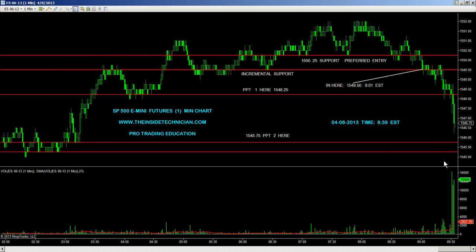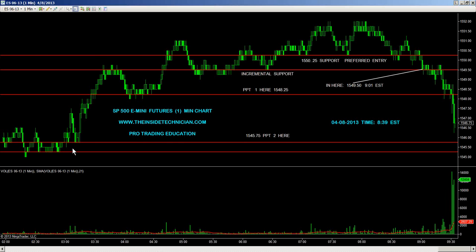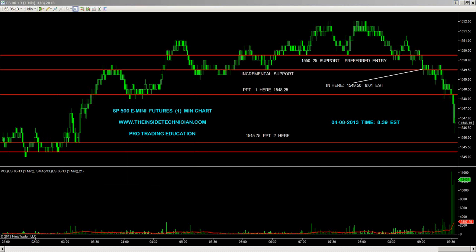possibilities of here. Let's fade out here a little bit. Yeah, that would be the very next level right there. That level is established by these prices here. Let's go with the open of 2:54 a.m. That price is for 1545.25.